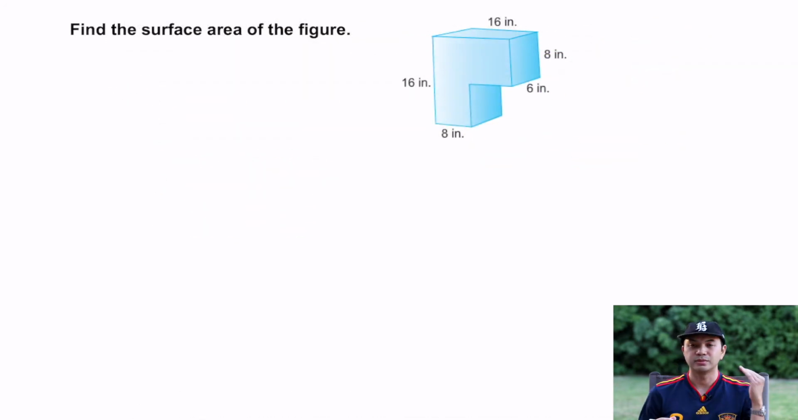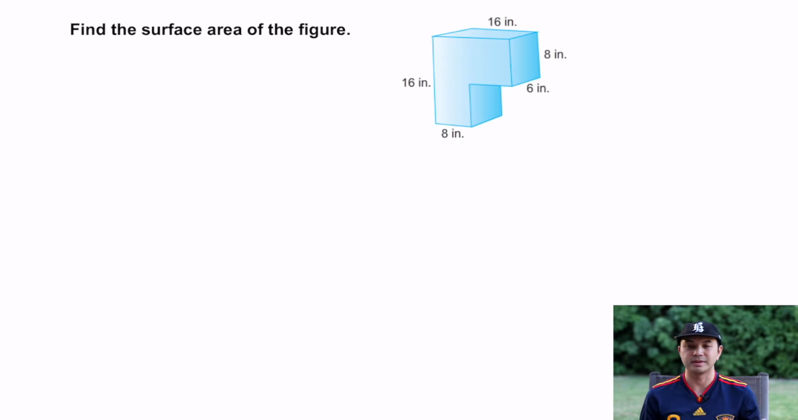Okay, so we've done surface area of pyramids. Now let's move on to something a little bit more intense, which is the surface area of composite figures. As you can see here, you have a three-dimensional shape that looks like two rectangular prisms put together, basically. Okay, so this is a little harder.